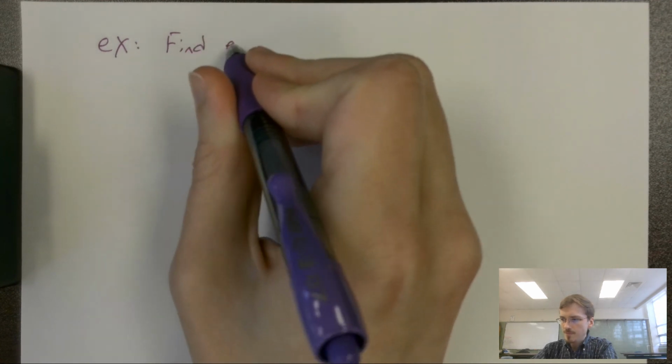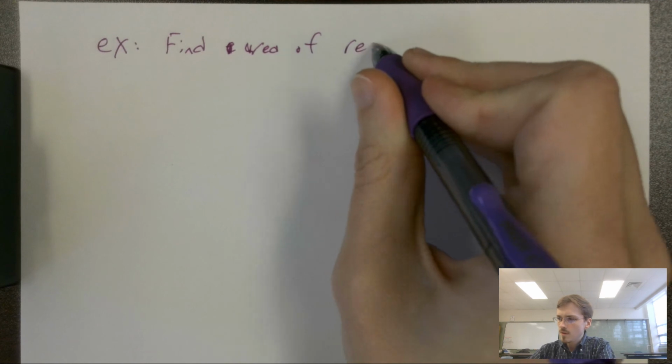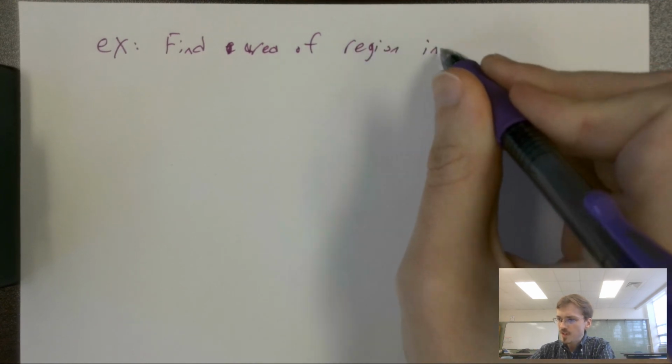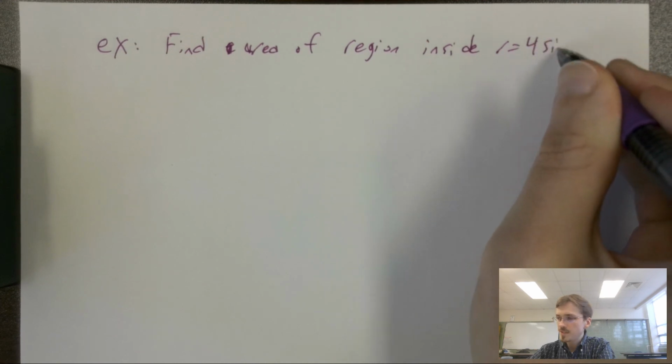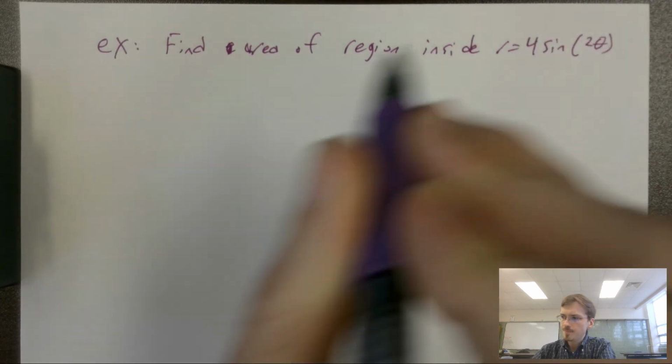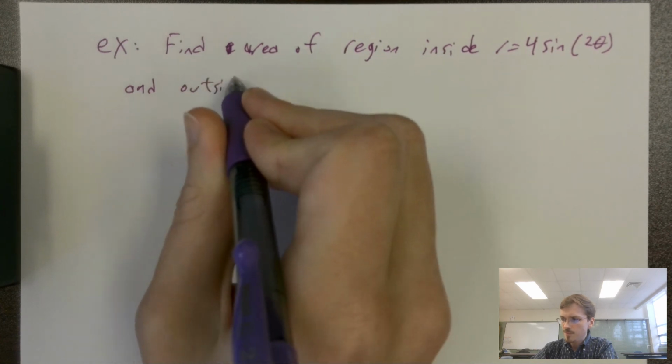Find the area of the region inside r equals 4 times the sine of 2 theta, and outside the circle with radius 2.